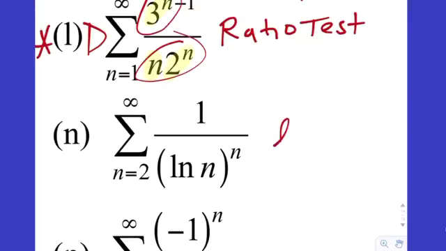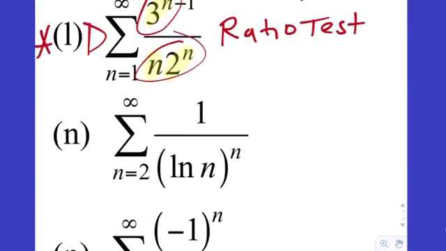Oh, very good. If this were the natural log of n to the nth, and it was like this, then you can bring the n to the front. But this is the whole thing to the nth power. Yeah, so we can't bring that to the front. The nth term test is inconclusive because the limit of the sequence is 0.